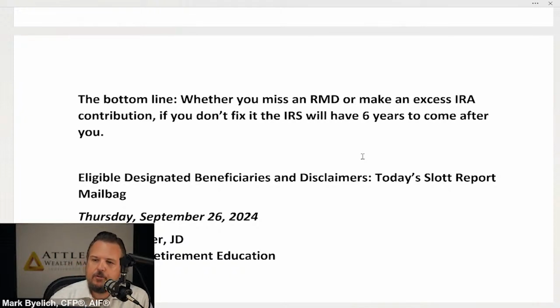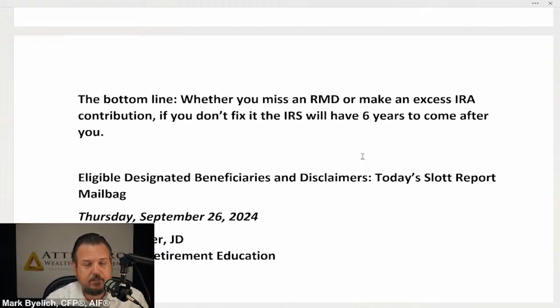That's why it's important to make sure that if you have an inherited IRA, you understand your responsibilities and the rules. And if it looks like you're going to be leaving IRA money to your heirs, make sure they understand it, or make sure they're working with someone who understands it.